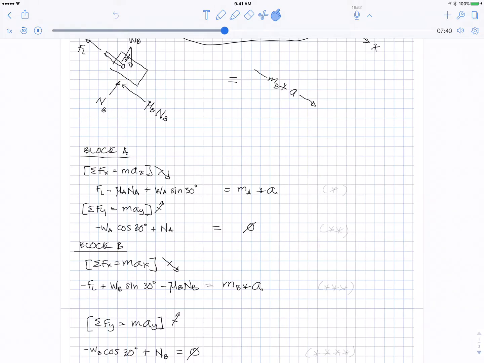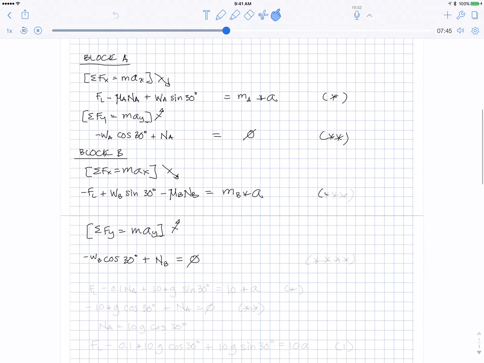Okay, so I'm going to start plugging in numbers. We have 4 equations. We should be able to solve for, I'm assuming there's 4 unknowns. We'll see after we plug in what we know. It turns out that the mass of A is 10 kilograms and the coefficient of friction for A is 0.1.